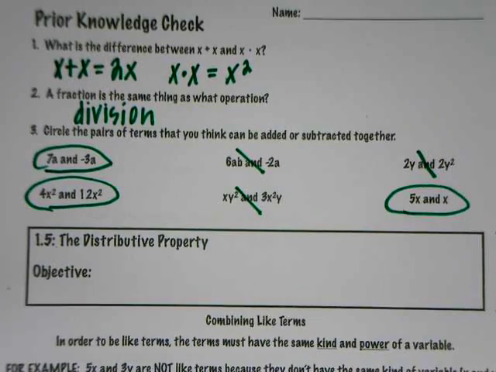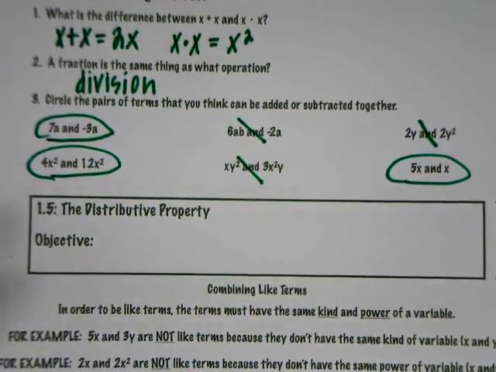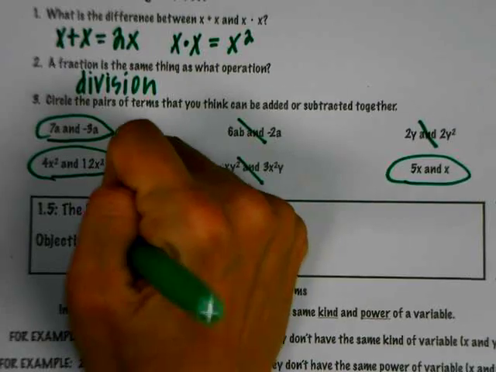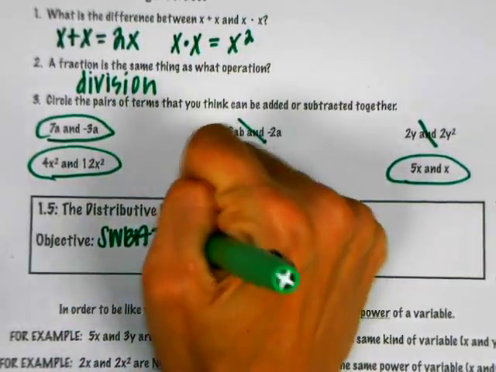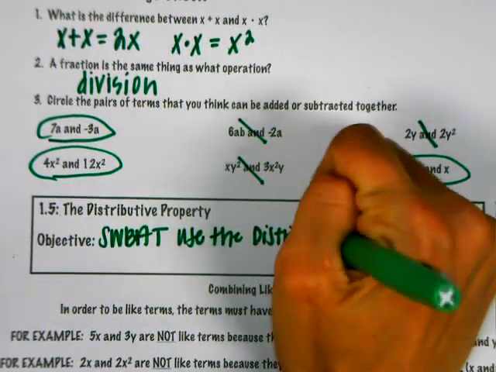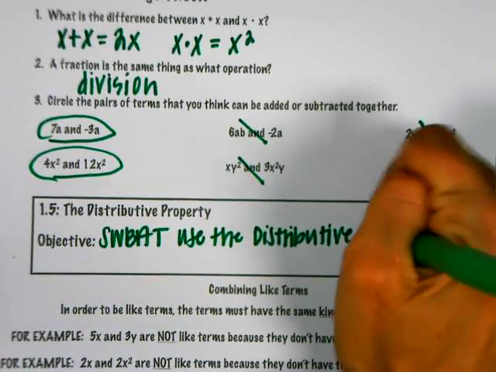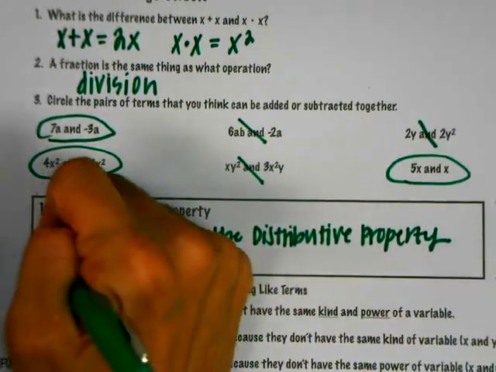Okay, so this is going to be the distributive property. Hopefully this is a review for you. But if not, we cover it from beginning to end. So your objective for this lesson is students will be able to use the distributive property to simplify expressions.